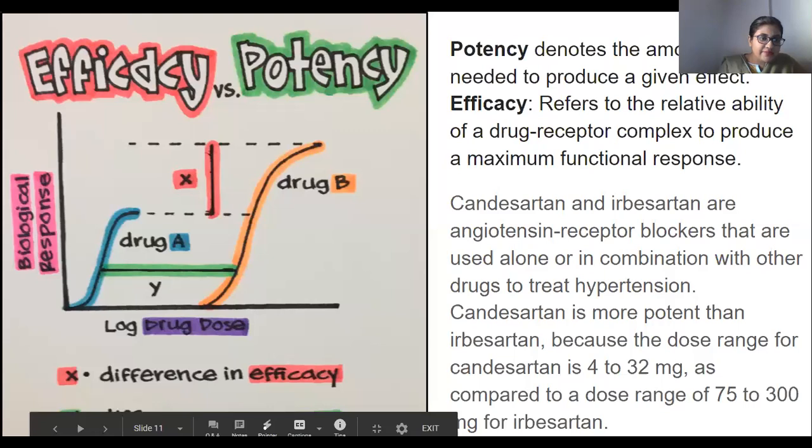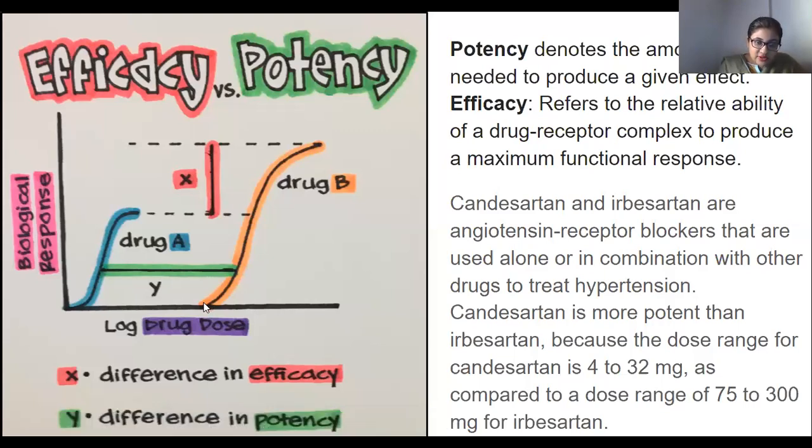The other one started to produce effect at a higher dose, and this is the difference between potency. And when we talk about efficacy, we talk about which drug produces the maximum of the response, how much it benefited. So potency denotes the amount of the drug needed to produce a given effect.